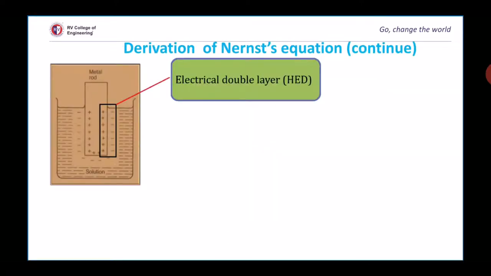As the reaction proceeds, there is a formation of an electrical double layer, that is Helmholtz electrical double layer, HED. This arises due to the potential difference between metal and the solution at the interface. It is called electrode potential. This electrode potential can be defined as the potential that exists between the metal and its ions in solution at their equilibrium when they are in contact with each other.